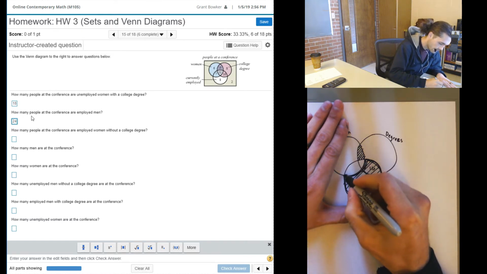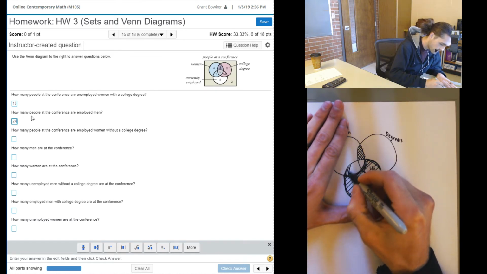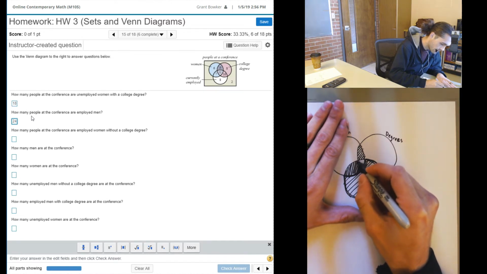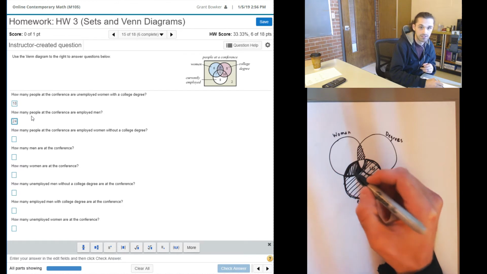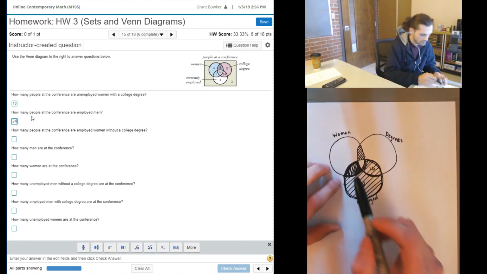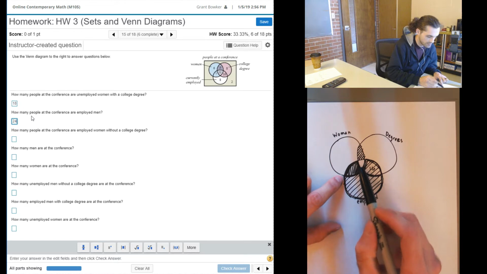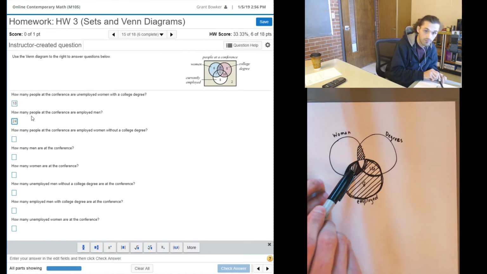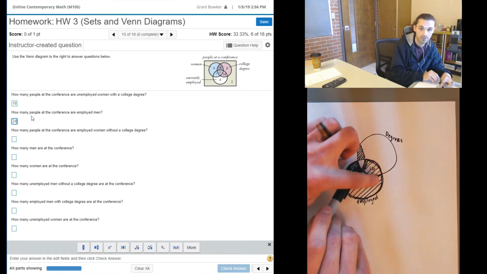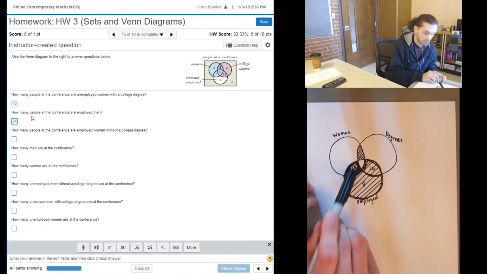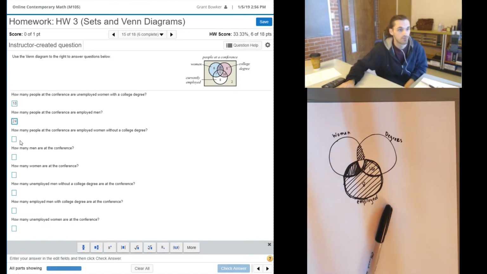So we're looking at this region here. This region here would be employed, woman, no college degree. So that looks like 7 for our particular Venn diagram.